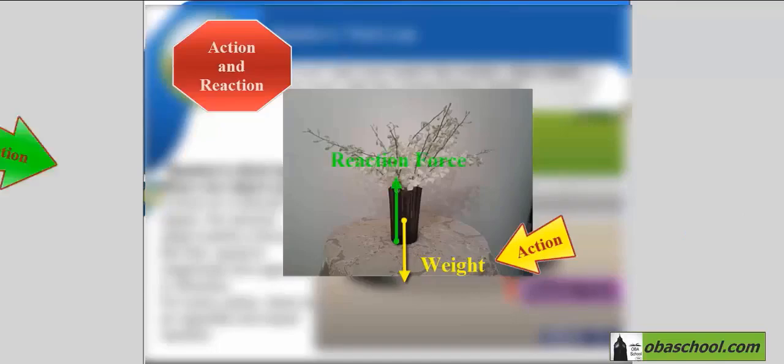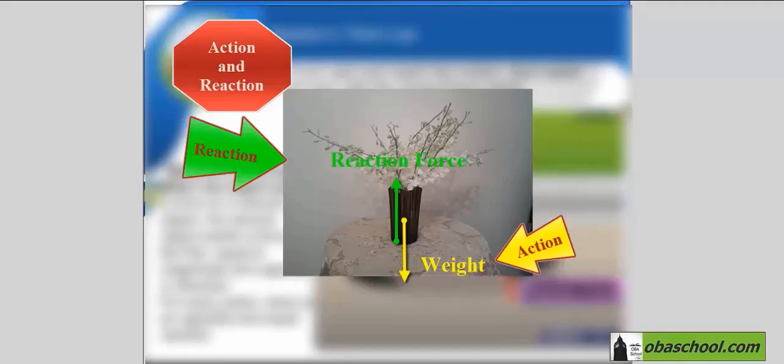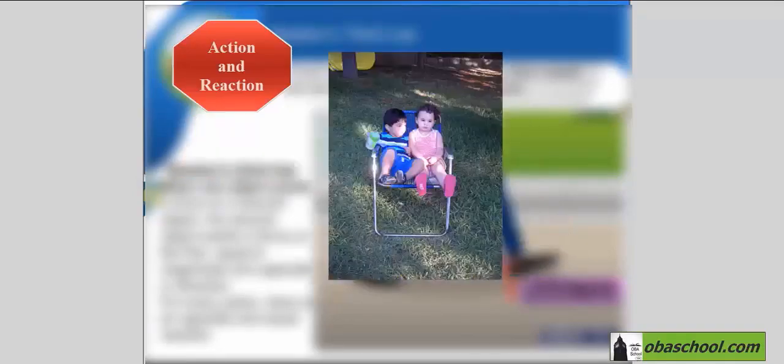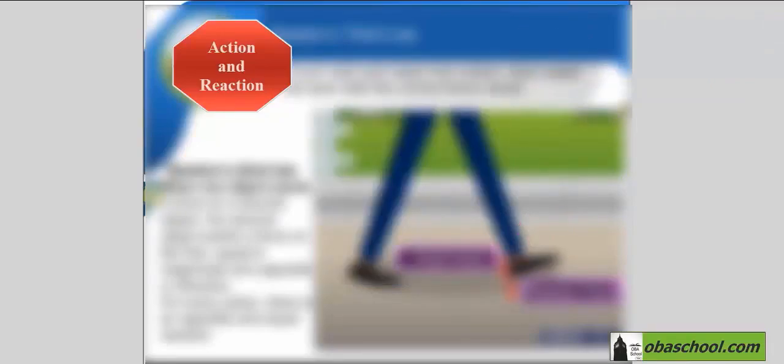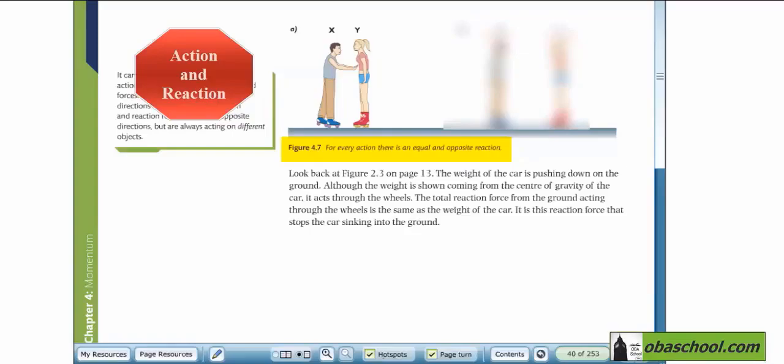Let's say there is this vase that is sitting on a table. The weight is the action, and there is the reaction force or the normal force acting opposite to it. Or like here, two people sitting on a chair. The weight is the action and the reaction force is the reaction. Another example of what we mean by for every action there is an equal and opposite reaction.